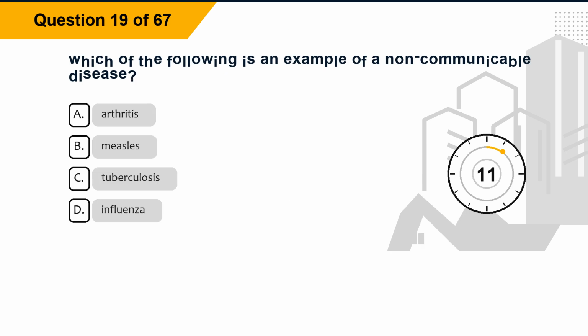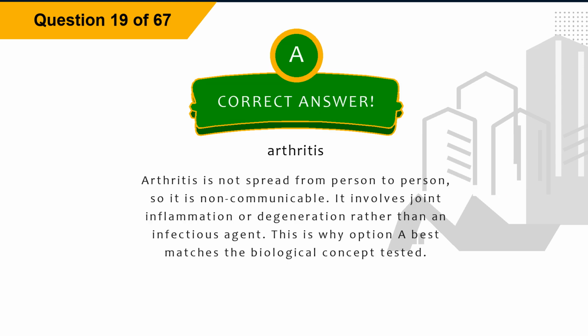Question 19. Which of the following is an example of a non-communicable disease? Option A, arthritis. Option B, measles. Option C, tuberculosis. Option D, influenza. The correct answer is option A, arthritis. Explanation: arthritis is not spread from person to person, so it is non-communicable. It involves joint inflammation or degeneration rather than an infectious agent. This is why option A best matches the biological concept tested.